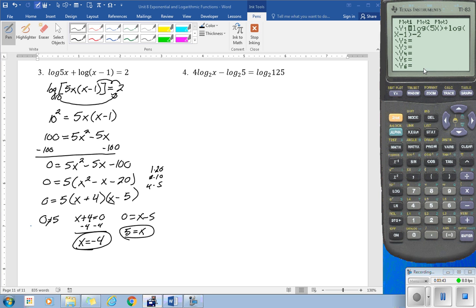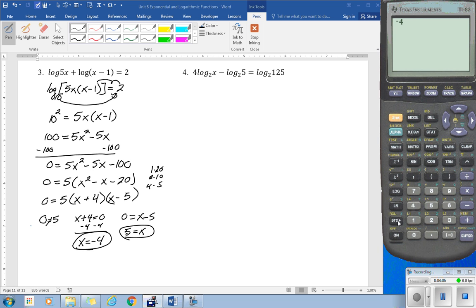You could also graph it, but in order to graph it, you have to have it set equal to 0. I'm going to show you one graph here just so you have an idea of what the logarithmic graph looks like. It's kind of just a swoosh format there. And we can see it looks like it's only crossing the x-axis once. So one of these may or may not work. But let's go ahead and check it.